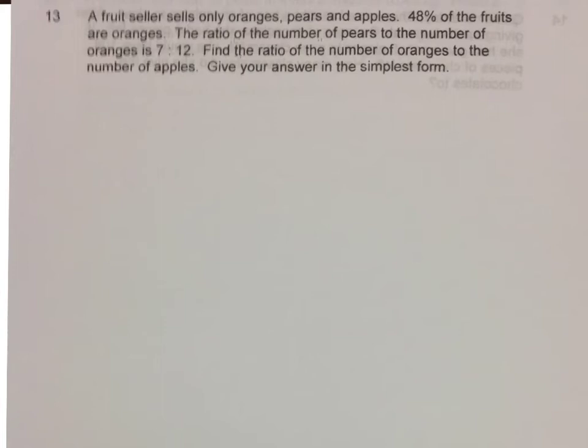48% of the fruits are oranges. The ratio of the number of pears to the number of oranges is 7:12. Find the ratio of the number of oranges to the number of apples. Give answer in simplest form.